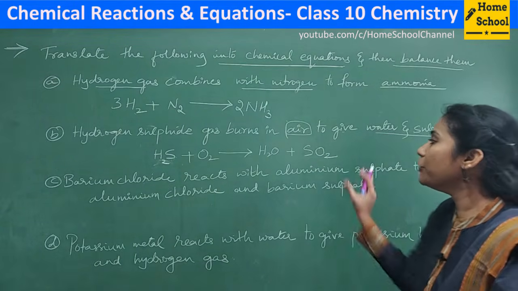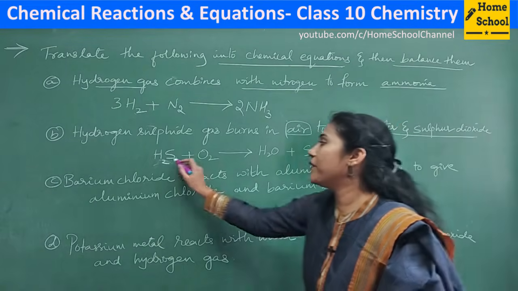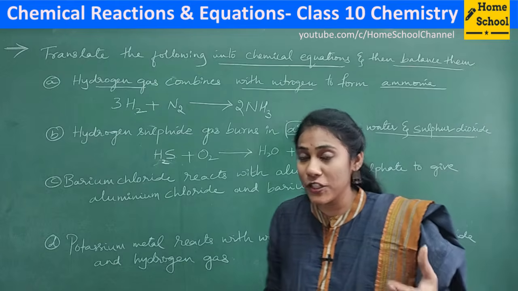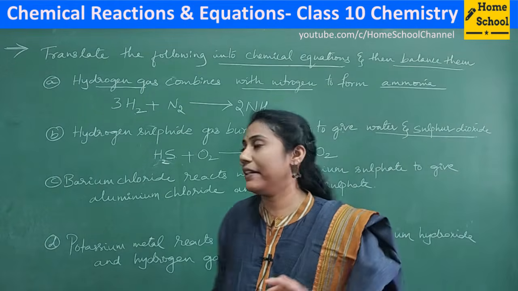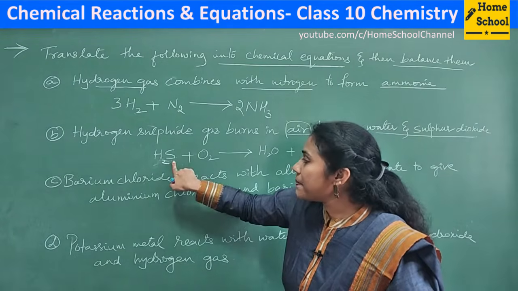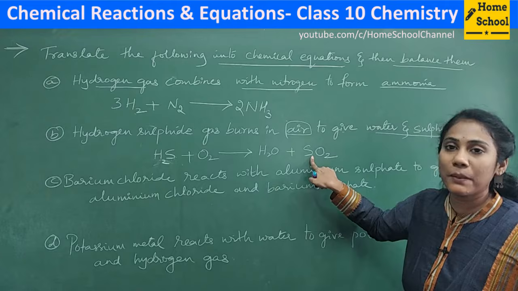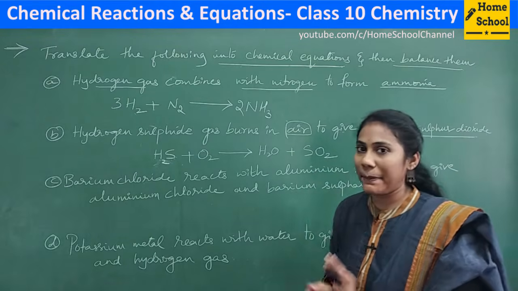So now you have to balance this. First, which element will you balance? Sulfur. I told you, hydrogen and oxygen, if they are there, keep for the end. First, finish off balancing with sulfur. How many sulfur atoms are there on the reactant side? 1. How many sulfur atoms on the product side? 1. Sulfur is already balanced.